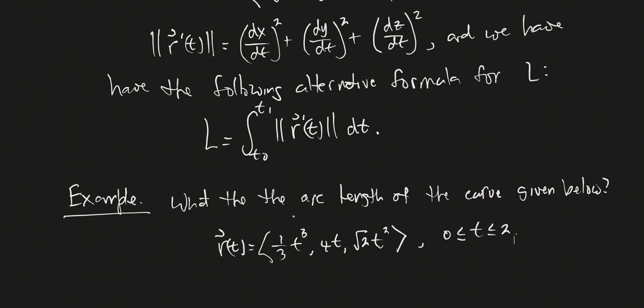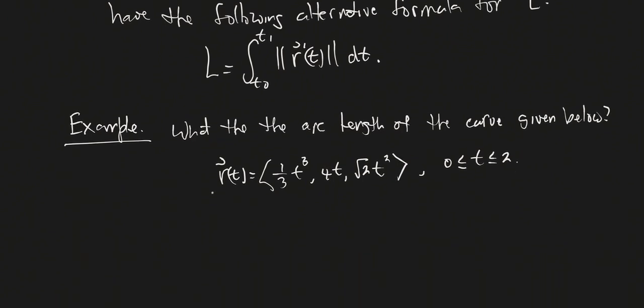So first thing we're going to have to do, let's find r prime of t. So this is our tangent vector. Differentiating 1/3 t cubed gives me t squared. Differentiating 4t gives me 4. Differentiating root 2 t squared gives me root 2 over 2 t, right? So this is my tangent vector.